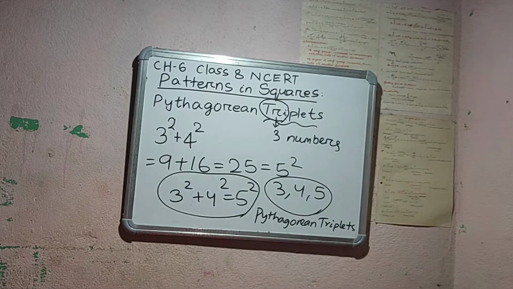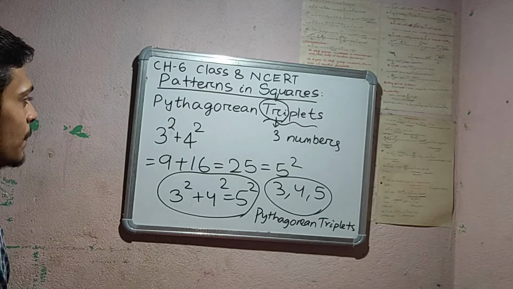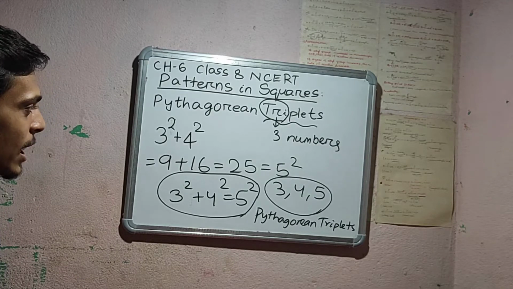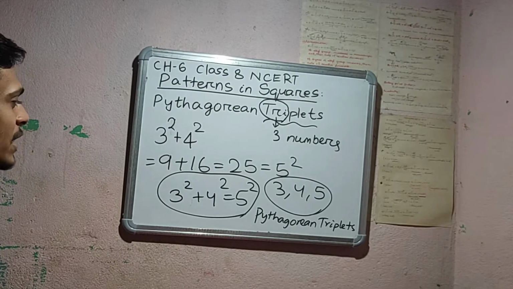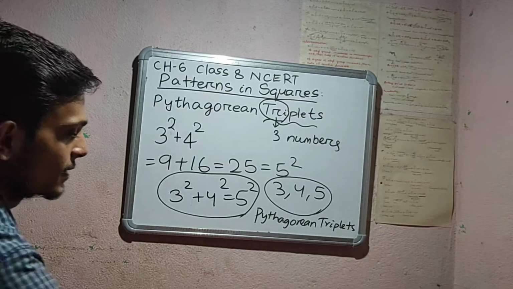In previous classes, we have discussed some patterns in finding the squares of a number, for example numbers ending with digit 5. Today, we will look at Pythagorean triplets: how they are organized and what formula can be used to find a triplet.